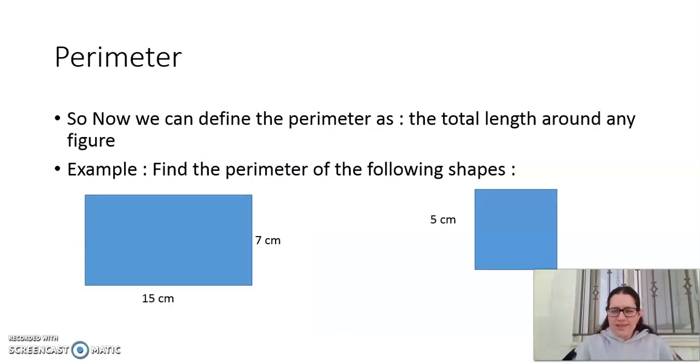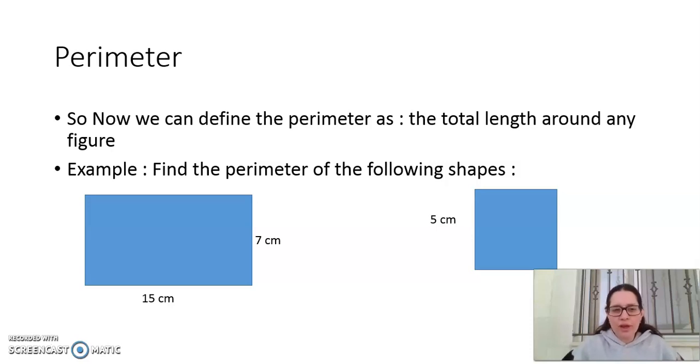Now, it's easy for you to define the perimeter, which is the total length around any figure. The total length around any figure. And the word total in math means addition. So I'm going to add the length of the sides of the figures.